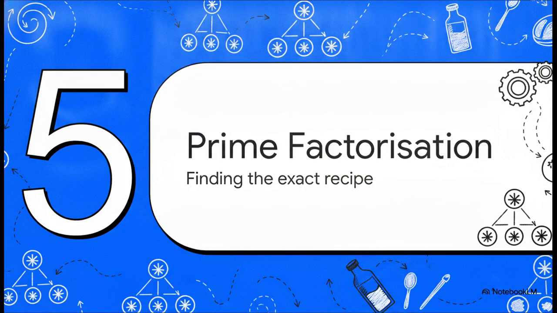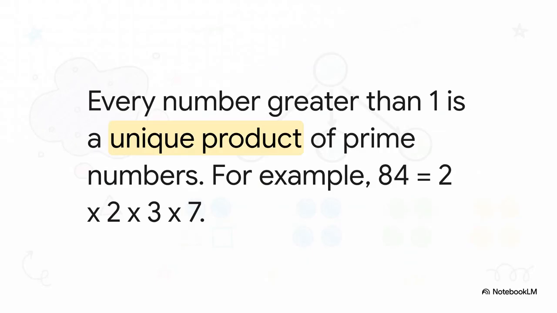And finally, Section 5, the prime factorization tool, finding the exact recipe. Prime factorization is the ultimate tool we use to check for all of this. Every single number greater than 1 can be written as a unique product of prime numbers. Take 84, for example. If we break 84 down into its absolute smallest prime ingredients, we get 2 times 2 times 3 times 7. There is literally only one way to factorize a number into primes like this. It's exactly like finding the unique recipe for the number 84.